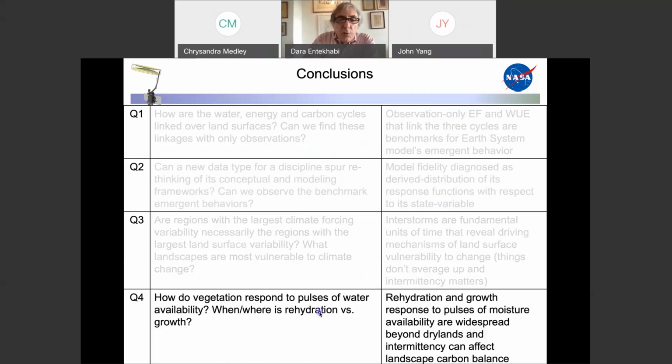And how does vegetation respond to pulses of water? Rehydration and growth response are widespread beyond drylands, and intermittency can affect not only the water exchange, but the net carbon balance. So you can have the same precipitation in a climate change scenario, but if the intermittency changes, you have a different carbon balance.